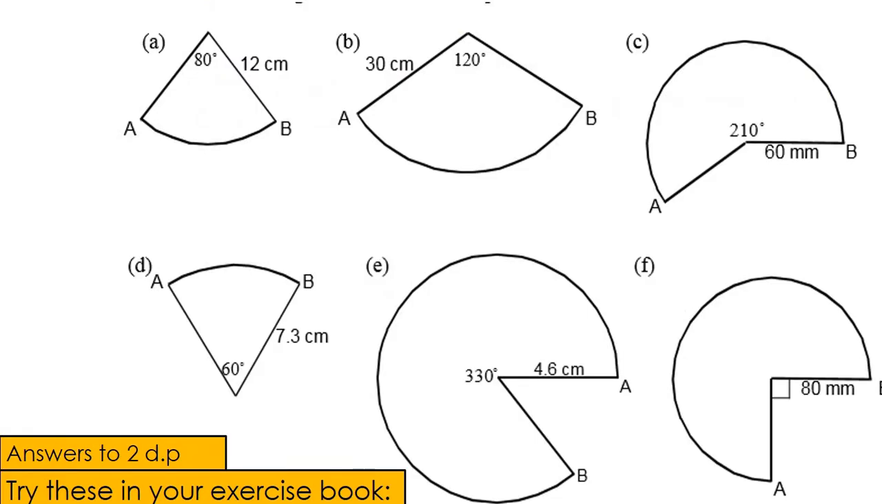Right, using that same formula, if you could please have a go at these questions in your exercise book and round your answers to 2 decimal places. If you're not confident how to do that, just write down the answer to a few decimal places, because that would absolutely get you method marks. Please pause the video as you do this.